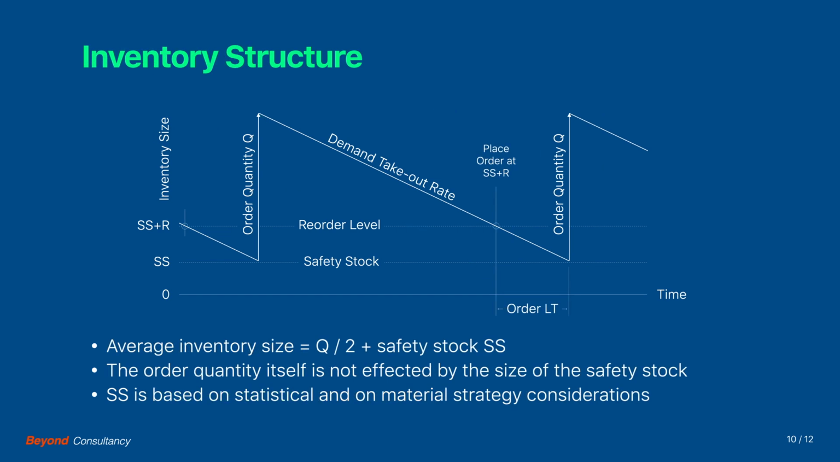Summarizing one thing and another, the average inventory size equals the fixed order quantity Q divided by 2 plus the safety stock. The optimal order quantity is not impacted by the size of the safety stock. And lastly, the safety stock can be based on more detailed statistical considerations, but also on matters of material strategy. The last one we will discuss in another keynote.